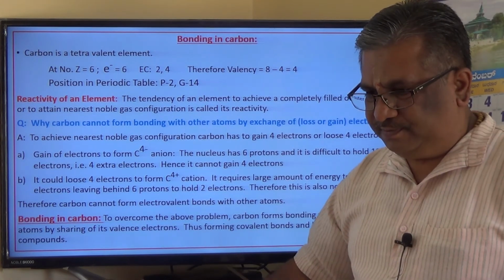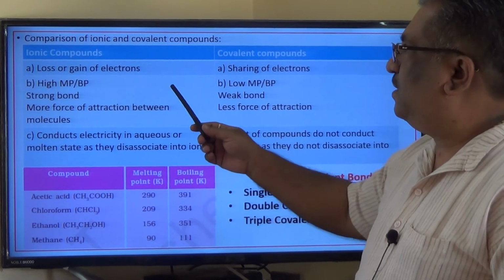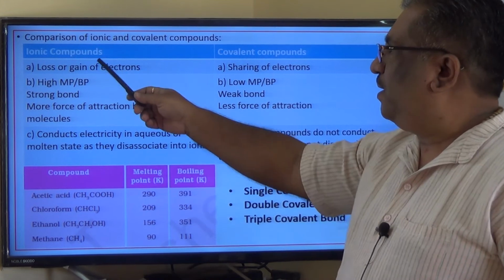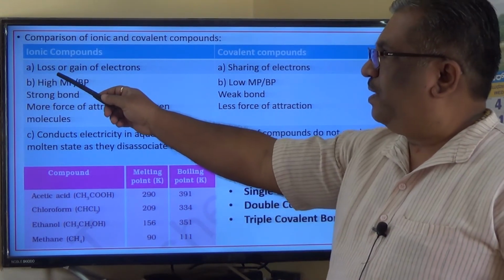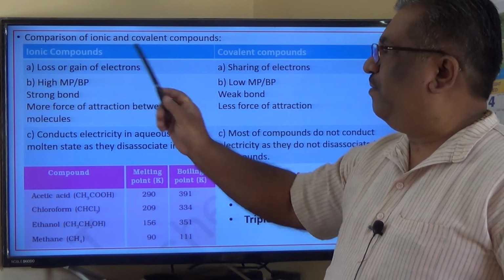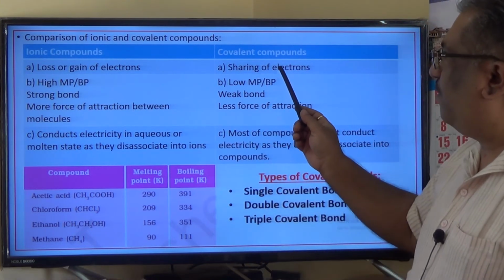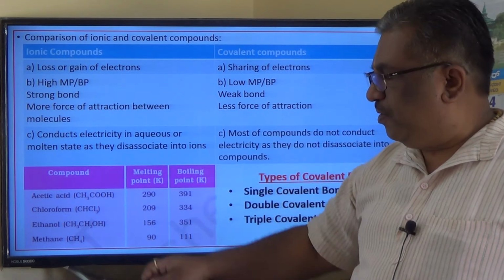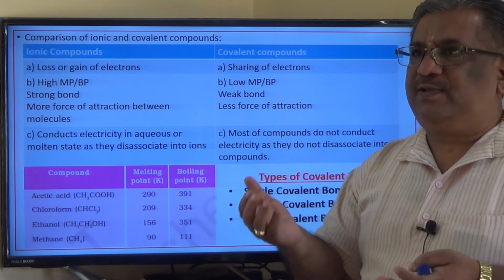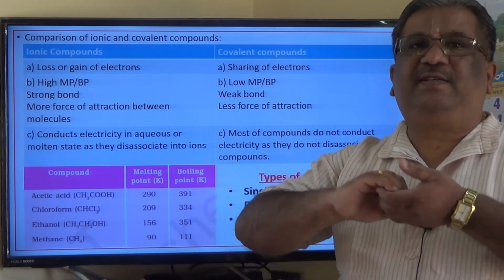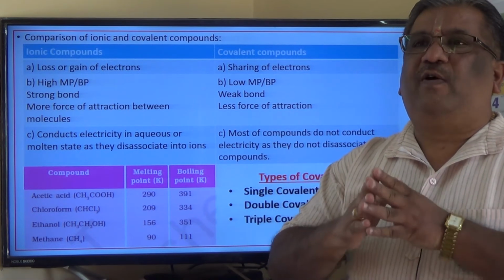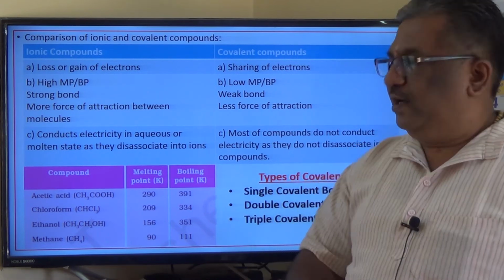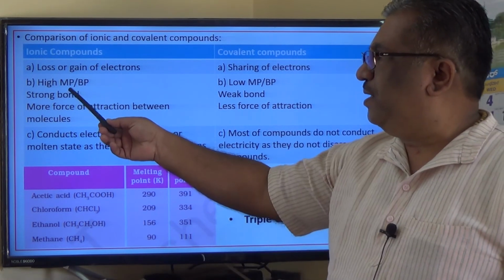Next, here let us have the comparison of ionic and covalent compounds. Ionic compounds are formed by loss or gain of electrons, whereas covalent compounds are formed by sharing of electrons. This is very clear. Generally, ionic compounds have very high bond strength. That means the electrostatic force of attraction that binds the 2 atoms is high. So in order to break those bonds, definitely we have to supply more energy, and therefore they have a high melting point or boiling point.